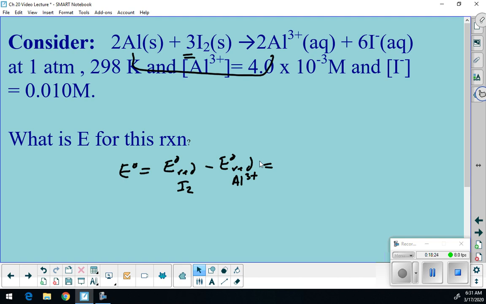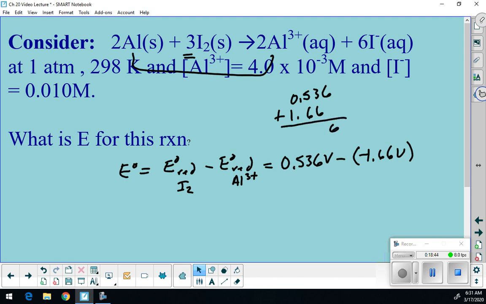What was my iodine? My iodine was 0.536 volts minus my negative 1.66 volts. You know, that's a negative and a negative, positive. So it's 0.536 plus 1.66, and that looks to me like that's a 6, that's a 9, that's an 11. How about a 2.196? Wow, I can do that old school way too. Isn't that cool? Good. Of which that 6 is not going to be significant.